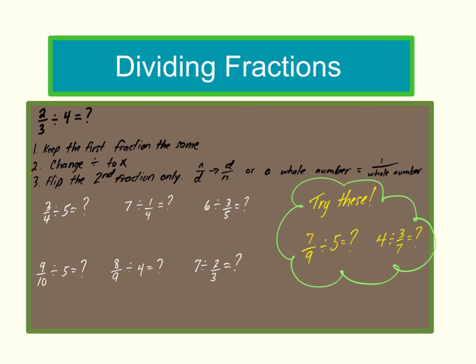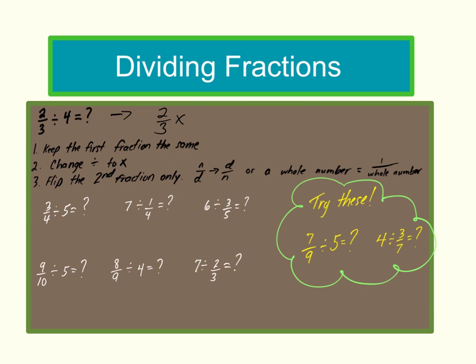When we don't draw the picture, the first thing we need to do is keep the first fraction the same. So therefore, if I put my little arrow over, my 2/3 remains 2/3. My second step is I'm changing my division symbol to a multiplication. And the third and most important step is to flip the second fraction only.